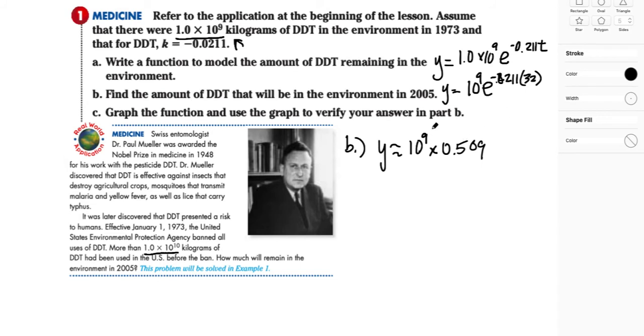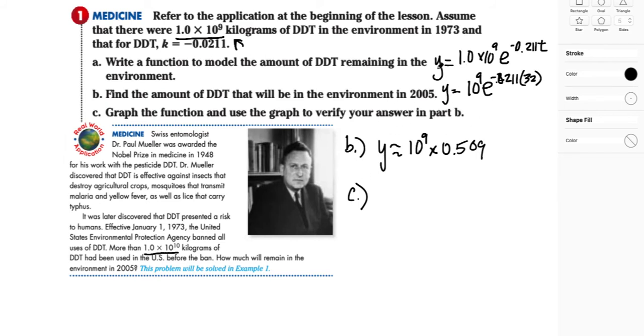We've had some more years since then. We could have calculated it to 2021 and seen what value we got, and you can happily do that to see how much is left. But you see, with the half-life, there's still quite a bit left. So next we're going to look at C, and we're going to graph the function using the graph to verify your answer in part B.